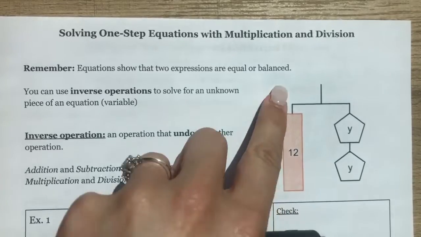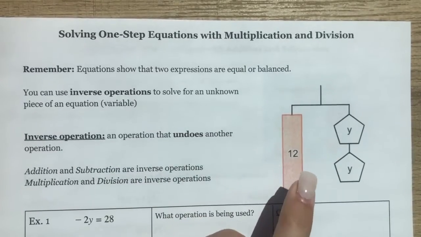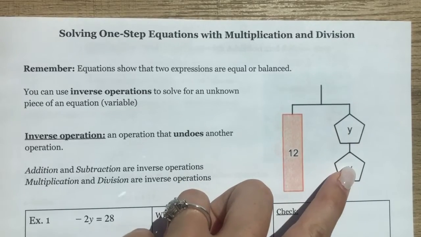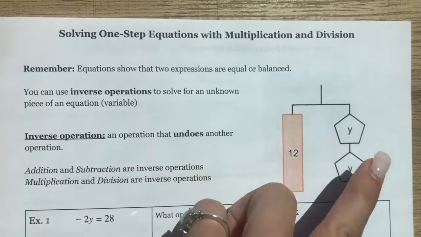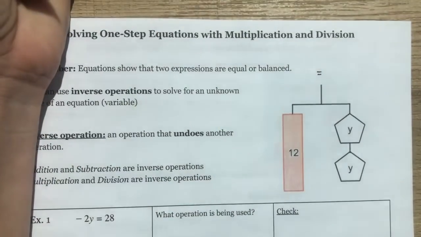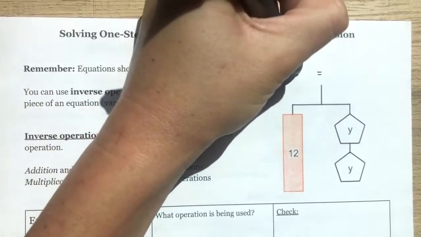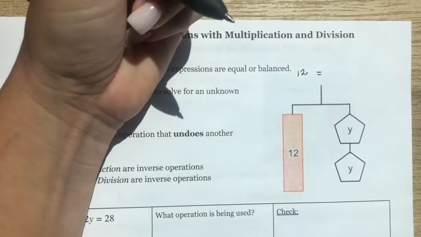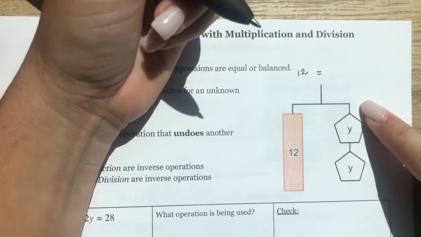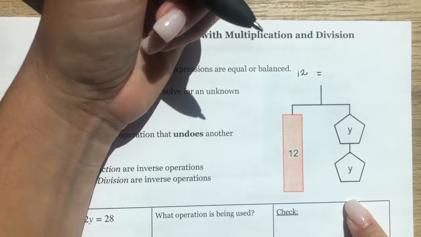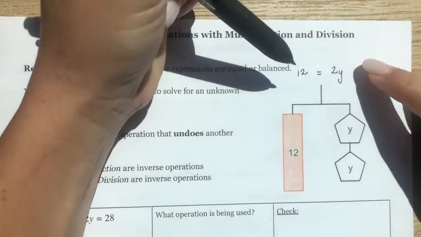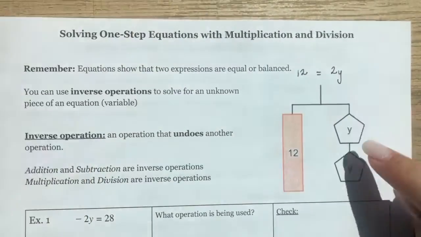So if we look at this little balance hanger right here, it says one side is 12 and one side is made up of two shapes that we're calling y. If these are balanced, that means the middle represents an equal sign. We know that the left side is worth 12, and the right side is worth 2 of something. We can represent this 2 of y as 2y. And now we have an equation that has multiplication.